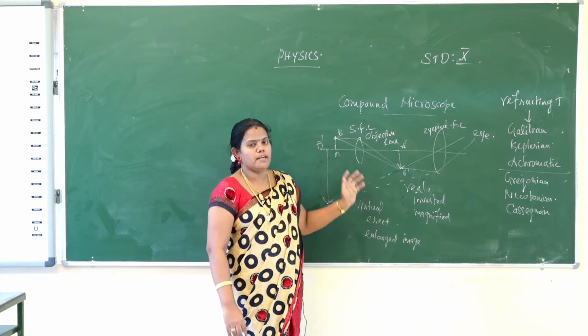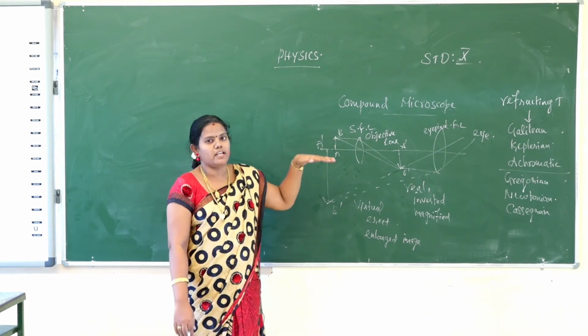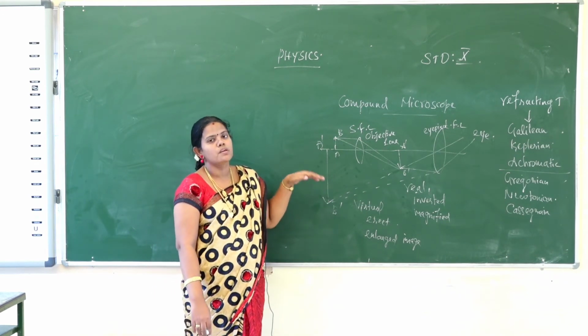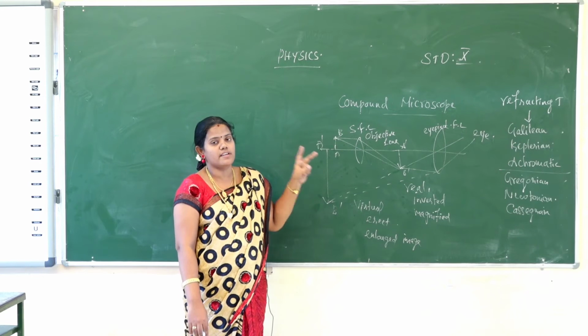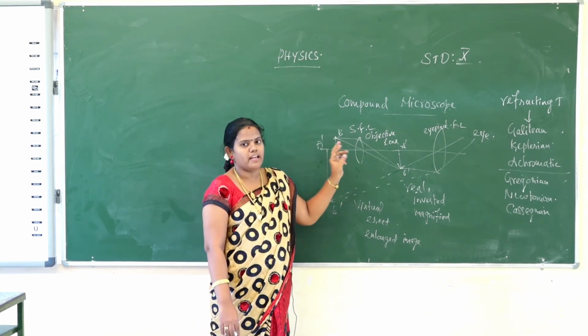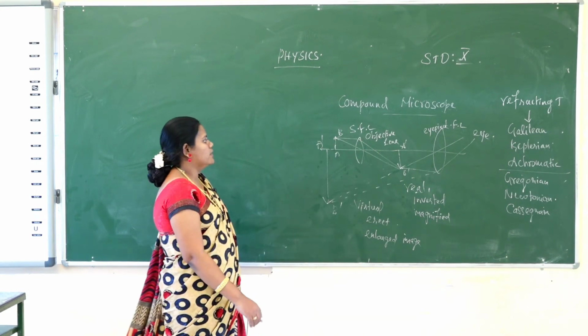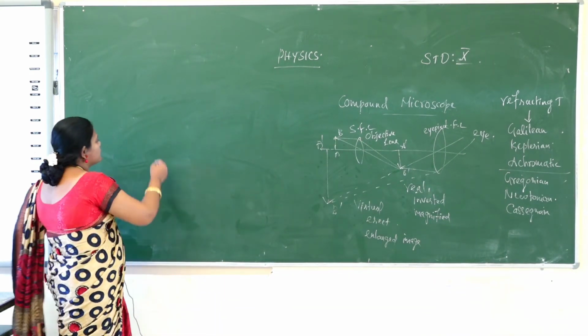The difference between the simple microscope and the compound microscope is that the compound microscope gives greater magnification compared to simple microscopes, because it has two lenses. A magnification of 50 to 200 times is given by the compound microscope. Then the next one is the traveling microscope.